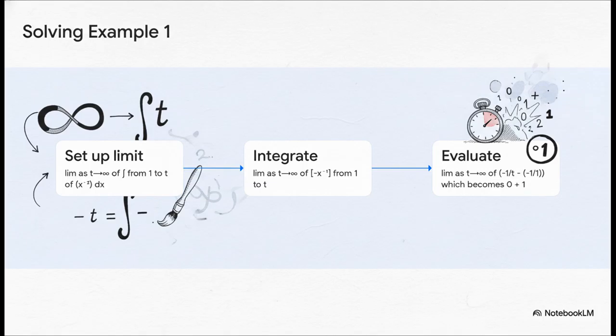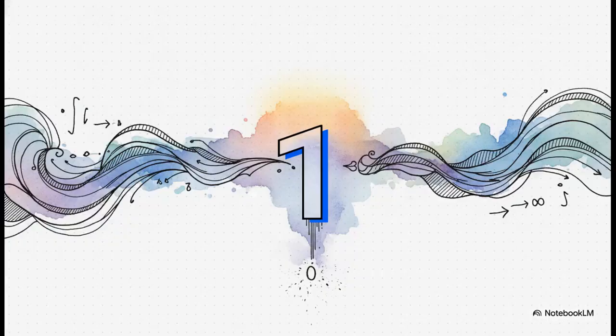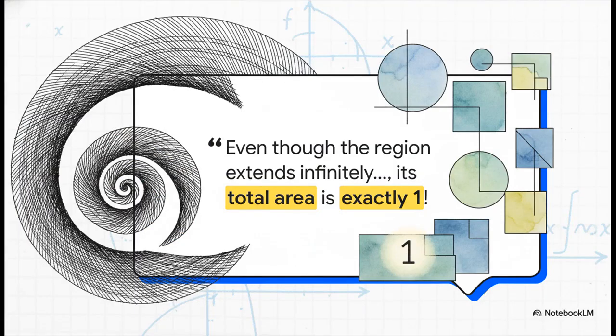If you divide 1 by a billion or a trillion or a gazillion, that fraction gets so small it's practically 0. And there it is. That first term just vanishes to 0, leaving us with a final, beautifully simple answer of exactly 1. I mean, how cool is that?